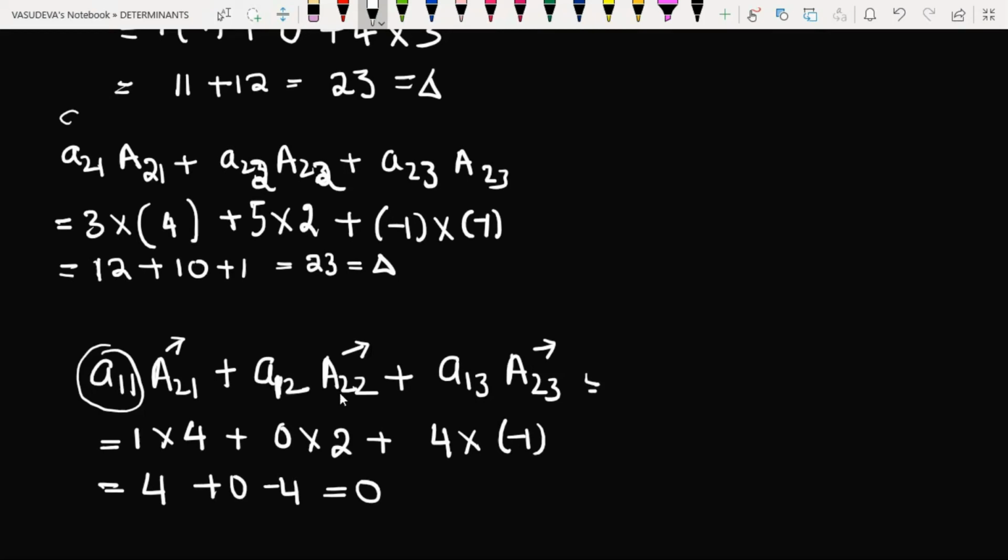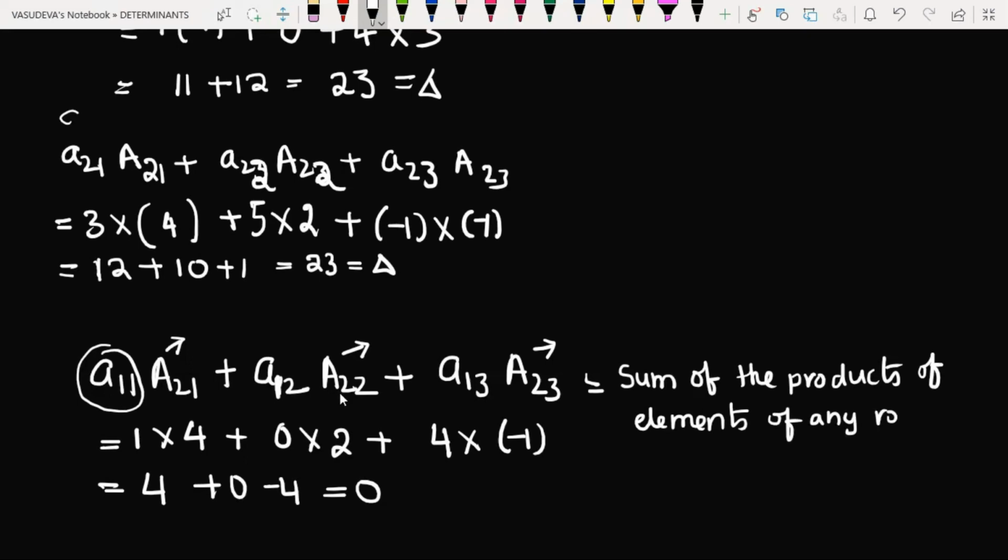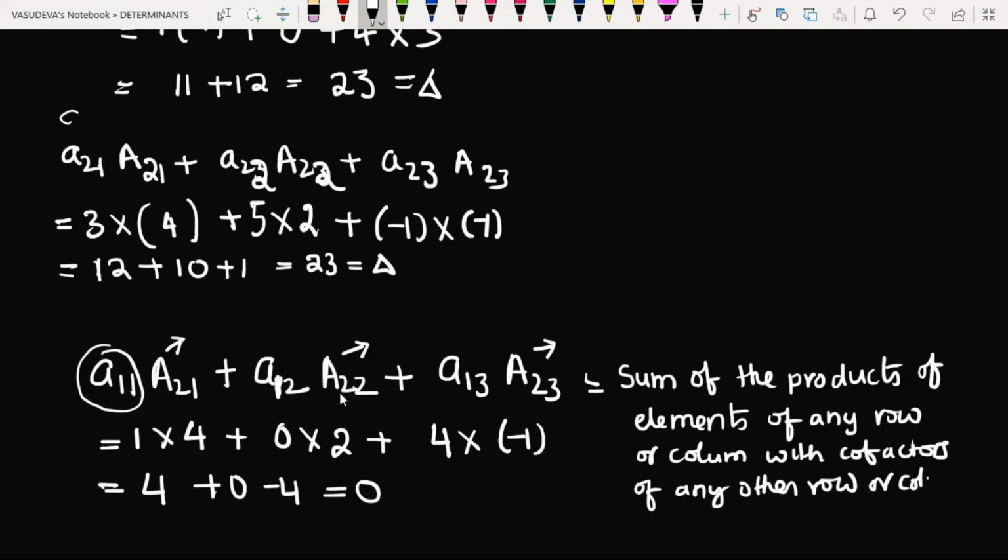See, this gives the sum of the products of the elements of any row or column, you can take any row or column, with the cofactors of any other row. Very important, another important element: the sum is 0 for any other row or column.